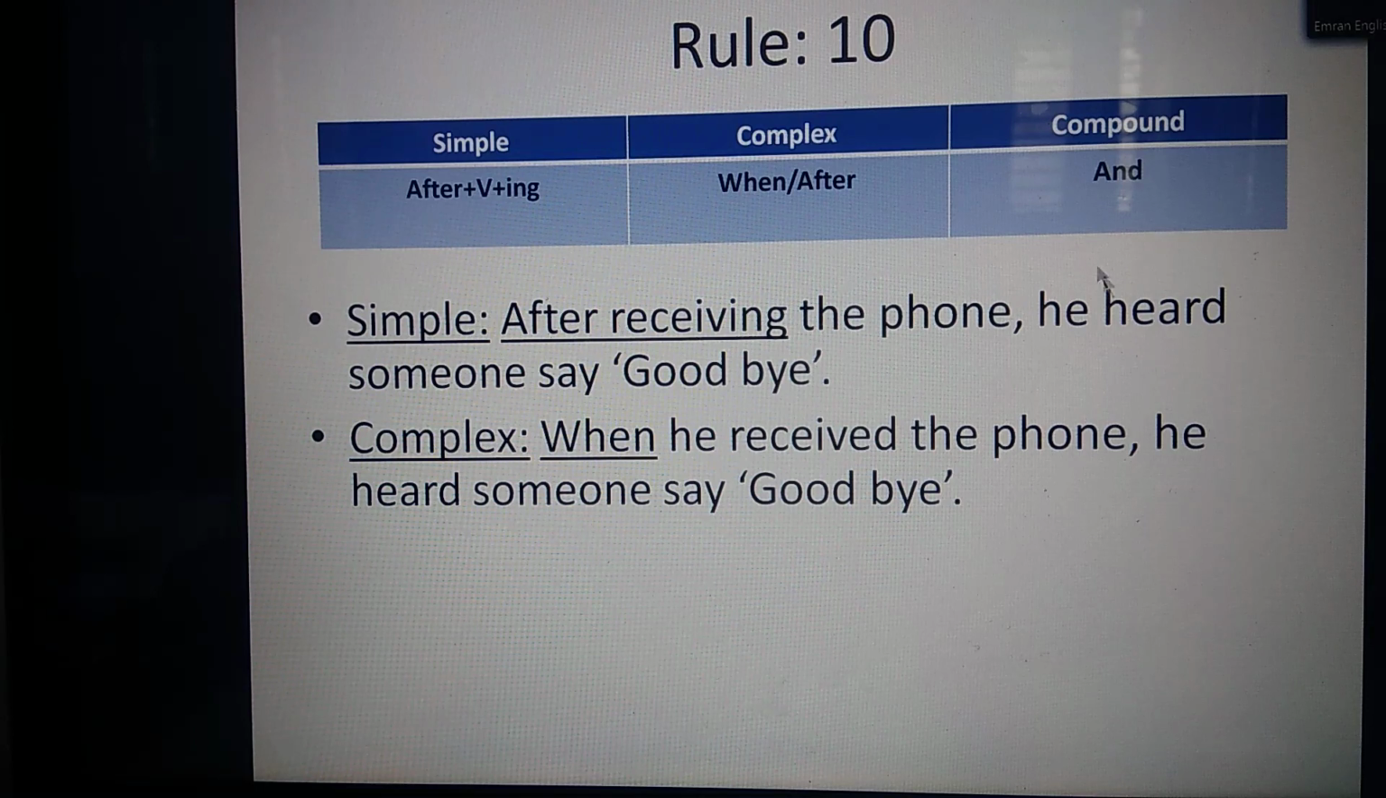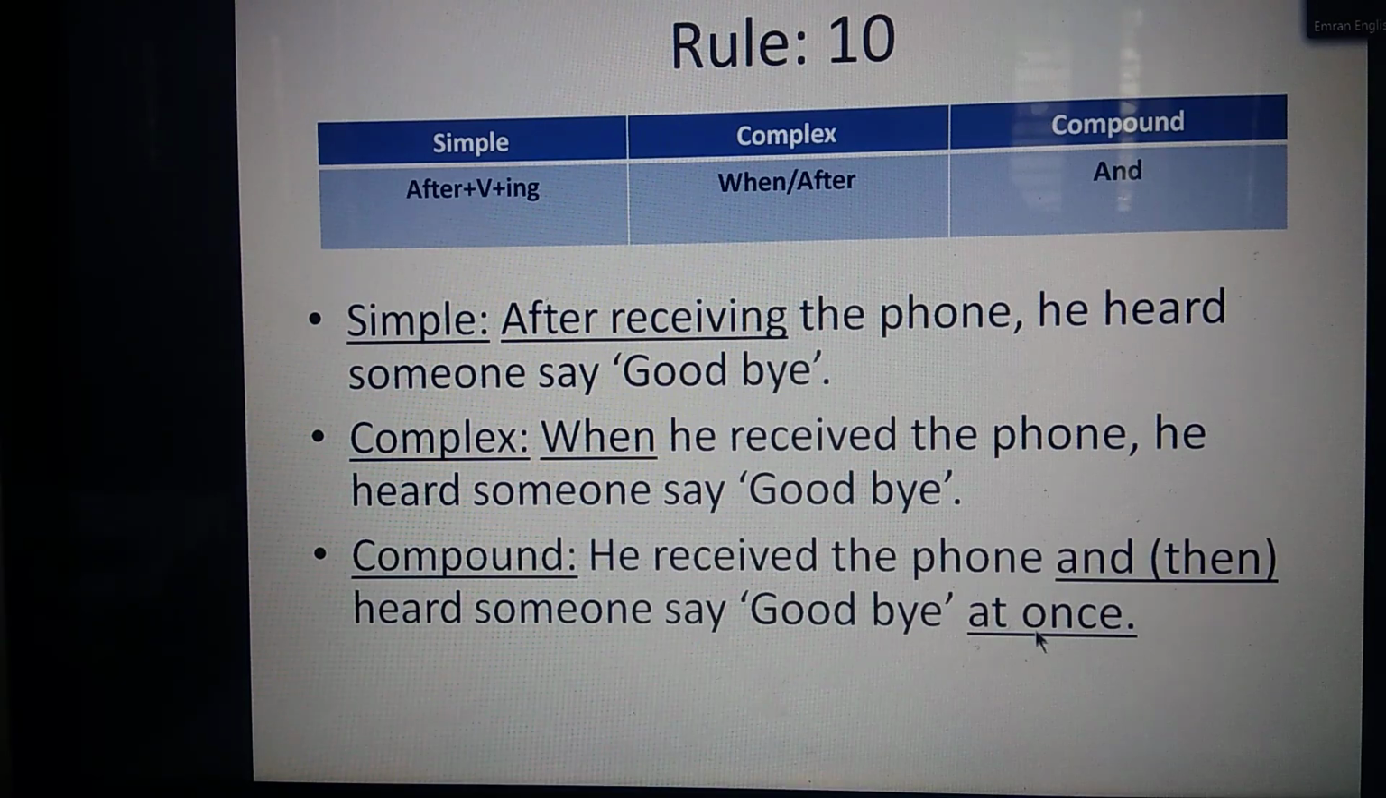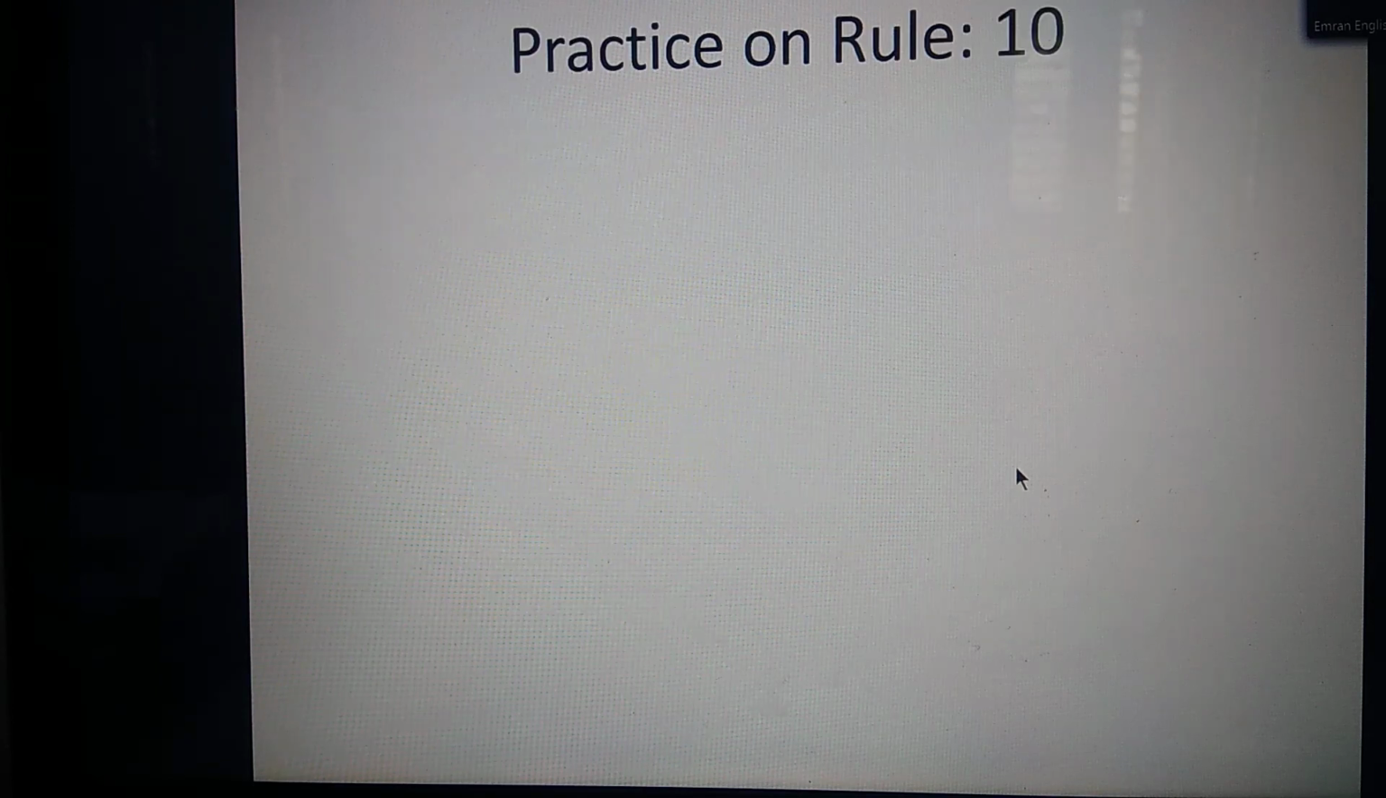As I have already said previously, if the subject of the second clause is identical to the subject of the first clause in the compound sentence, we can drop the second subject. So you can drop it. So he received the phone and heard someone say goodbye. You can use and then or at once, but I don't think it is mandatory to use then or at once here. Rather, it gives a better meaning without then or at once. So don't use these two parts here.